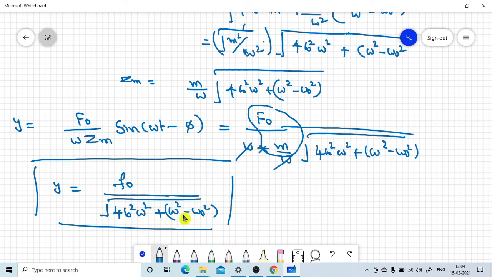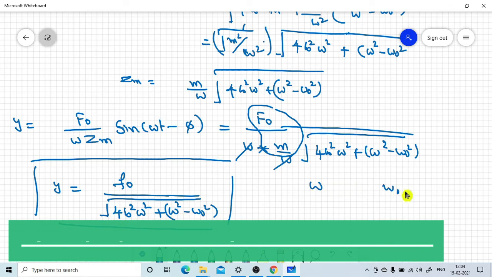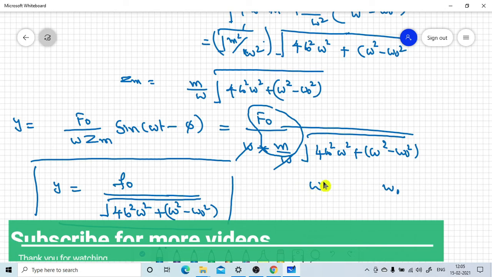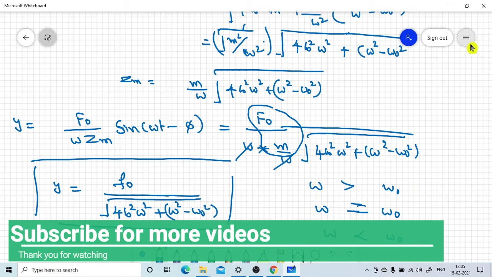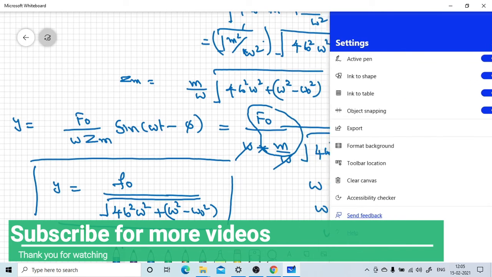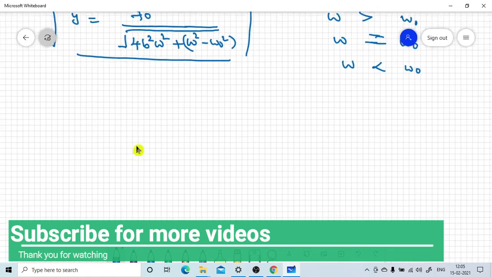Depending upon the relation between omega and omega naught, we can get three conditions. What are those conditions? Sometimes omega may be greater than omega naught, sometimes omega may be equal to omega naught, sometimes omega may be less than omega naught. So we need to understand how the amplitude varies depending upon these three conditions.